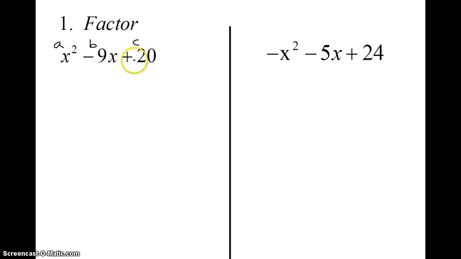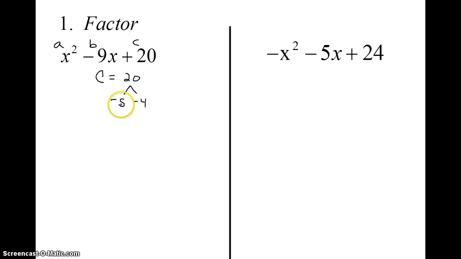So when a equals 1, all you do to factor is take the value of c, which is positive 20. You need to find two numbers that multiply to 20, and at the same time combine to negative 9. The numbers that multiply to positive 20 and, when you combine them, give you negative 9, are negative 5 and negative 4.